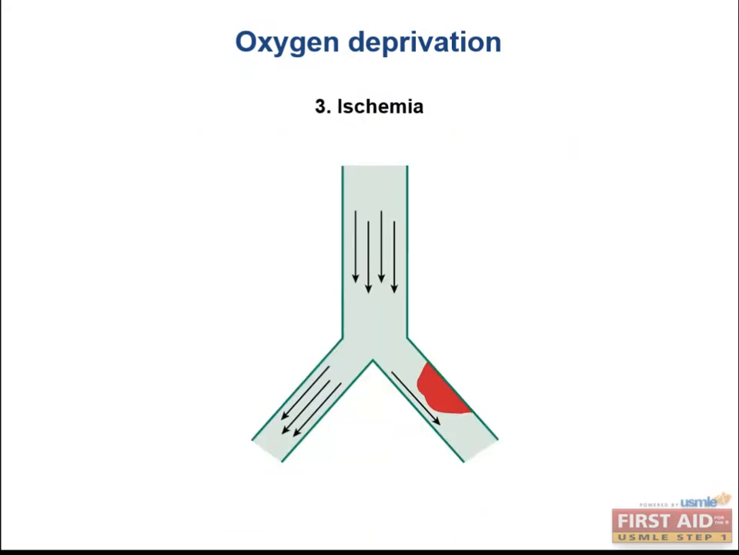Finally, ischemia is caused by a loss of blood flow to a particular tissue or organ, and thus the absence of oxygen availability. This can be caused by something that impedes blood flow, such as an embolus or a clot, or by something that decreases venous drainage. If blood can't exit a capillary bed, then no blood can enter it either.